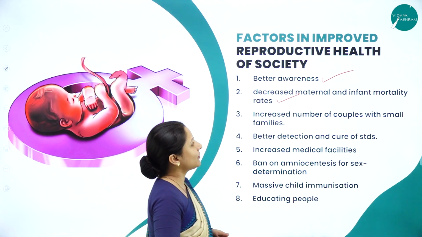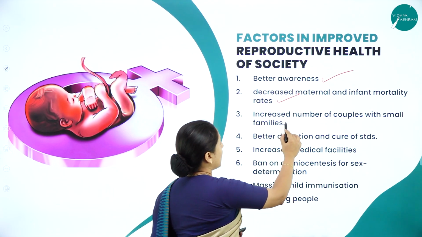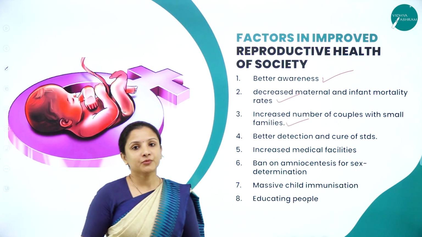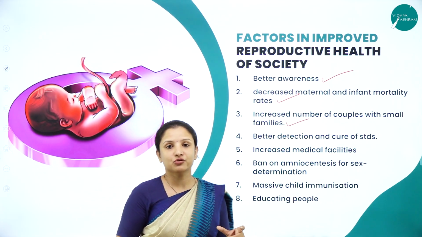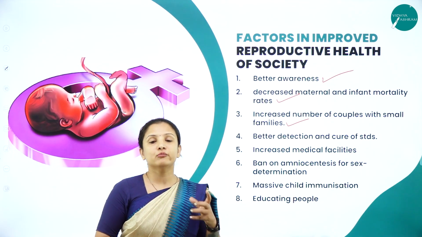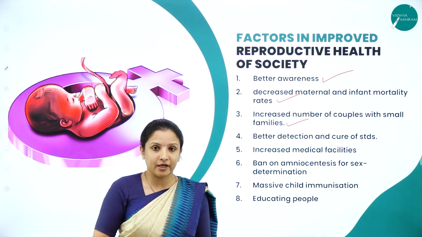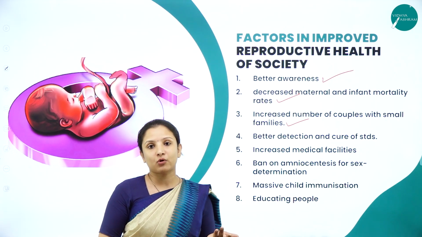Next is increased number of couples with small families. To say that, "Hum do hamare do," that slogan that is usually there. So don't have more children in a family, that is more than two. If more than two is there, what happens?